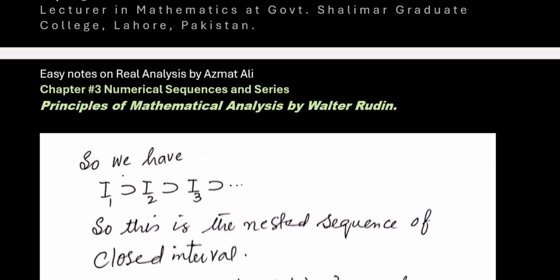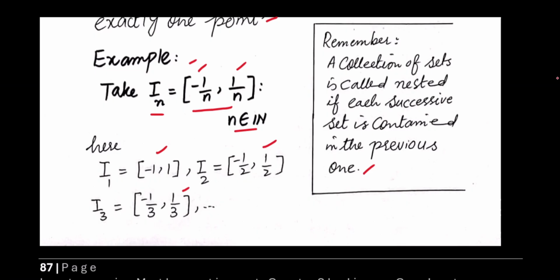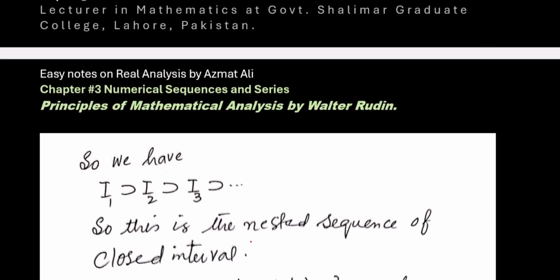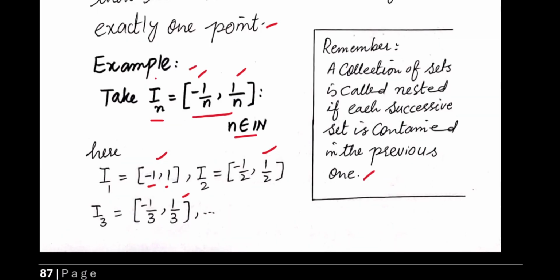We can see that I1 is the larger interval, starting from minus 1 to plus 1. Clearly I2 is a smaller set than I1. I3 is a smaller set than I1 and I2. So I1 is a superset of I2, I2 is a superset of I3, and so on. So this is a nested sequence of closed intervals. It means this set of intervals shows an example of a nested sequence of closed intervals.